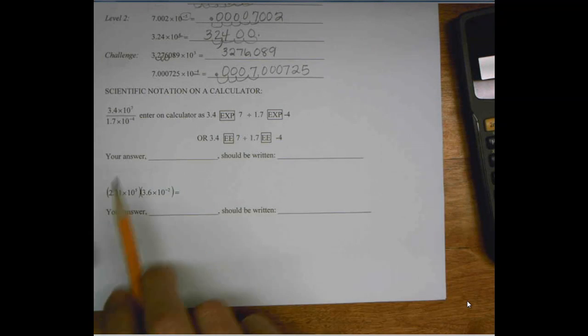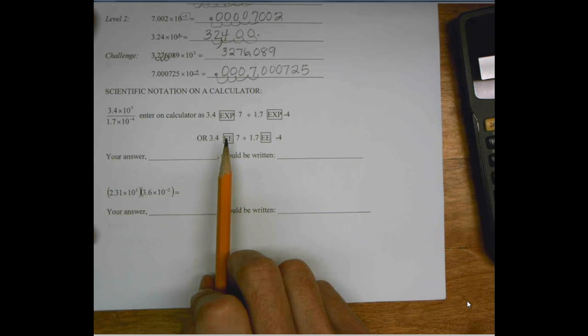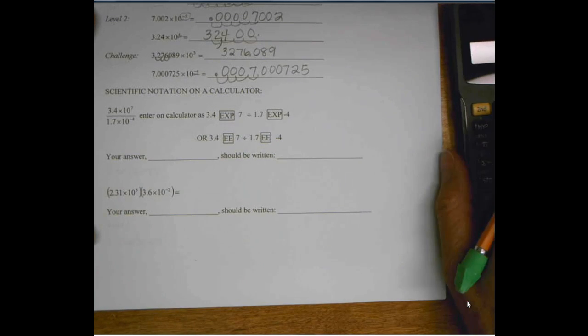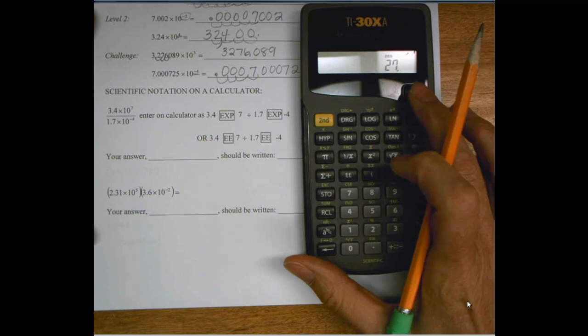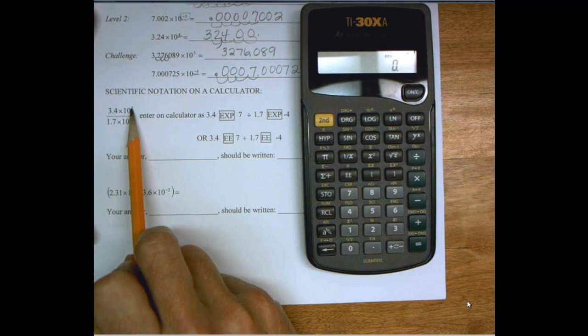And now I'd like to look at scientific notation on your calculator. We have some shortcut buttons that'll help you calculate quickly, and so I want to see if we can show you those. I have 3.4 times 10 to the 7th.